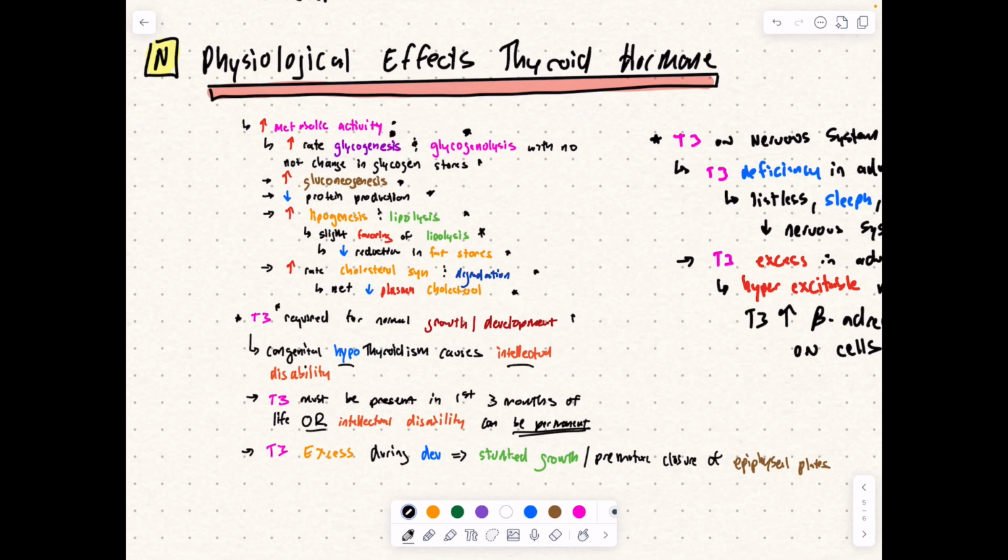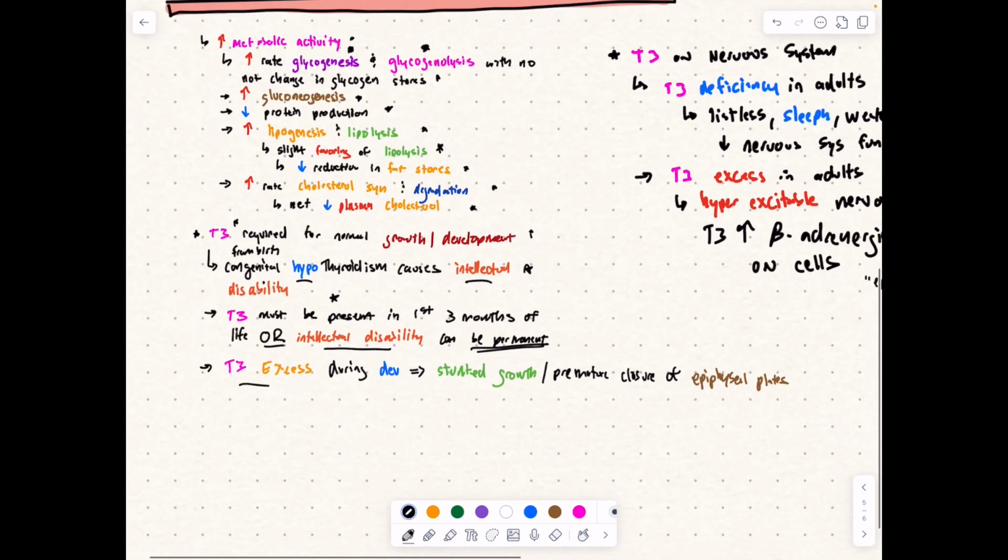Hypothyroidism causes intellectual disability, and congenital is from birth. So from birth, hypothyroidism, if you have it from birth, intellectual disability. During development, you need to have T3 present in the first 3 months, or you're going to have intellectual disability that's permanent. And then T3 in excess during development will cause premature closure of the epiphyseal plates on your long bones, and that will mean stunted growth.